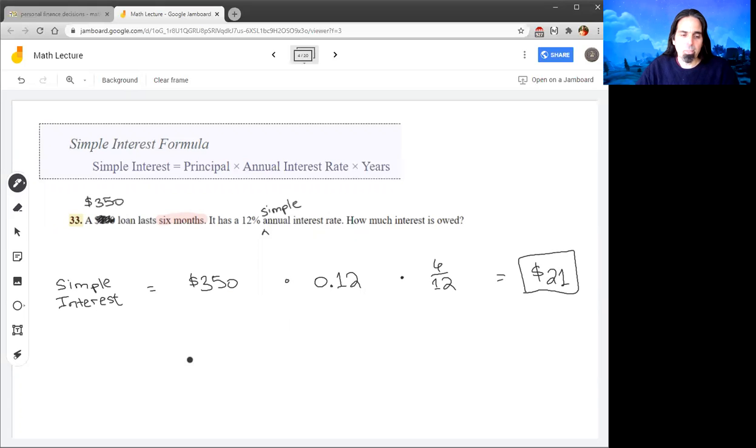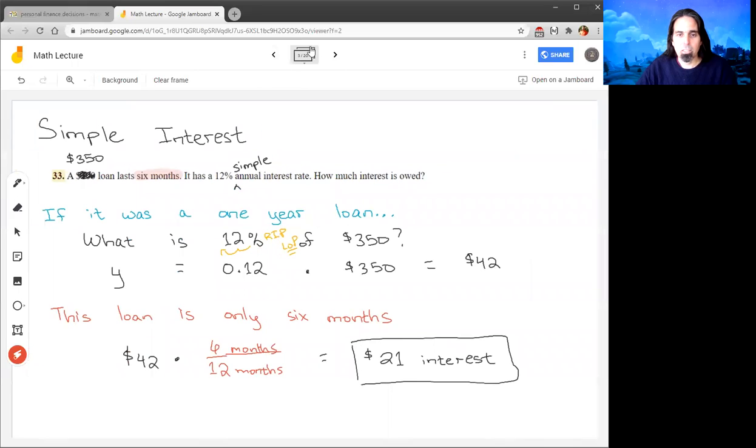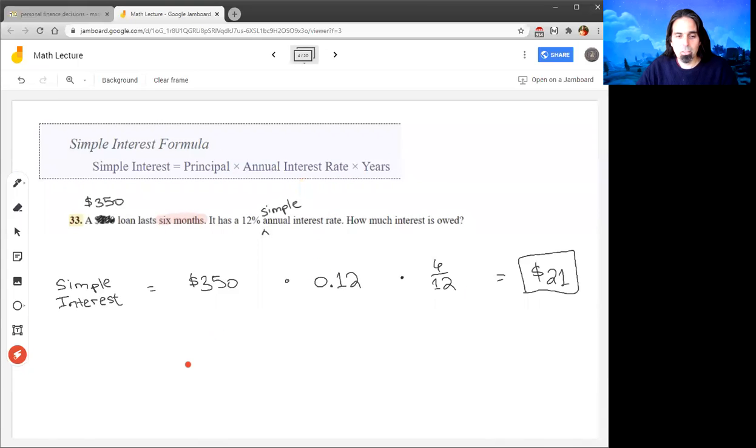When you're using the formula, there's a couple ways to mess up. You have to remember to use the rip block, change percent to decimal. And you have to remember to take the time frame and express it as years, whether that's a whole number or a fraction. Hopefully you can understand why, having seen the long way on the previous slide.